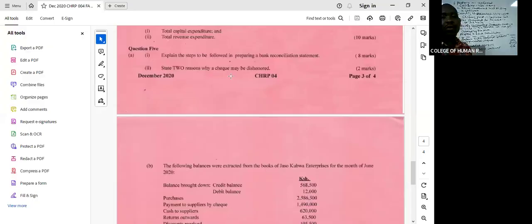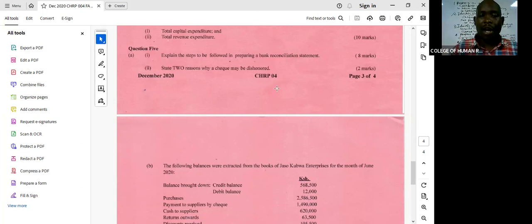Part 2, reasons why a check may be dishonored. We have quite a number of reasons why a check might be dishonored. To be dishonored is just to be rejected by the bank. Reason number 1, the account of the person paying does not have sufficient balance. Insufficient balance in the account of the person paying.